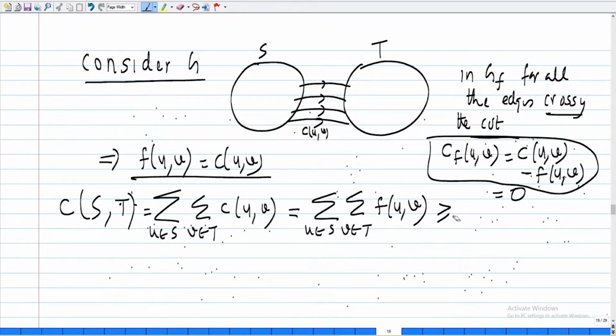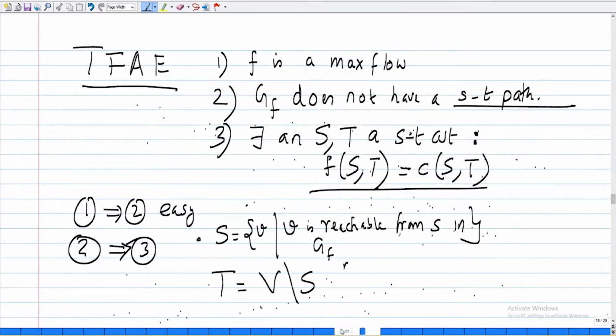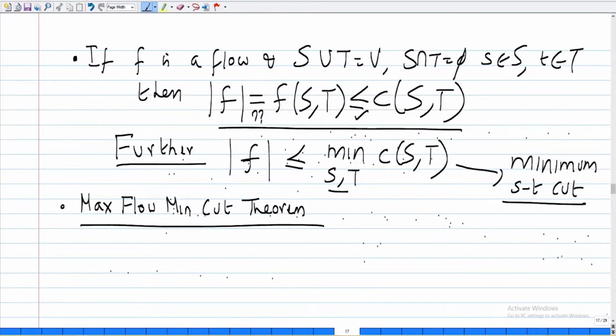Well, I should not get lazy. Am I correct? Because I am subtracting a positive term. And what is the last term? What is this equal to? It's the value of f, which is f(S, T). I didn't say equal to yet. I only showed greater than or equal to. I proved the other direction. I'm sorry for jumping. I proved that for every cut, the value of f(S, T) is less than or equal to c(S, T).